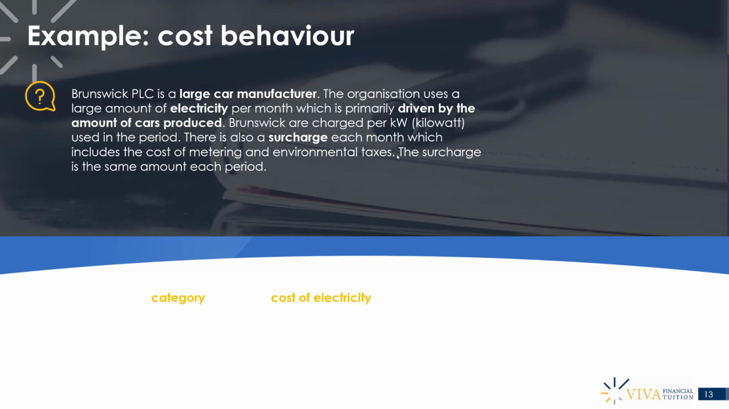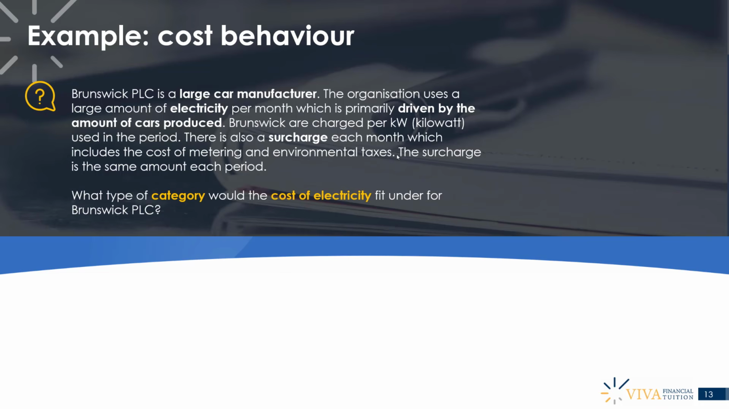So what category would the cost of electricity fit under for Brunswick PLC? Well, we have four choices again. So we have stepped cost, fixed cost, variable cost, or semi-variable cost. So if we just take the question piece by piece again, and this is always a good way to generate an answer if you're looking at these types of questions, is to take all the clues in the question and go through a process of elimination, look at each answer and evaluate and see, does that fit the criteria of the question?